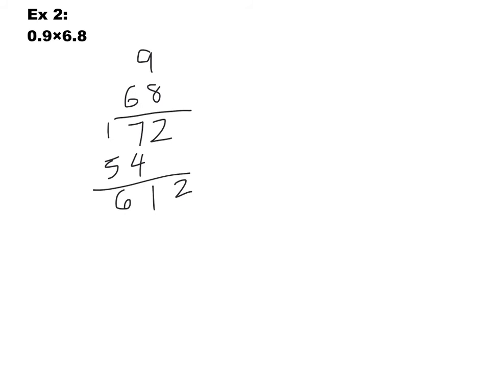Now 0.9 has one digit after the decimal. 6.8 has one digit after the decimal. So the decimal point in the result has to be 2 digits after that point. So it's going to be right here. So the answer is 6.12.